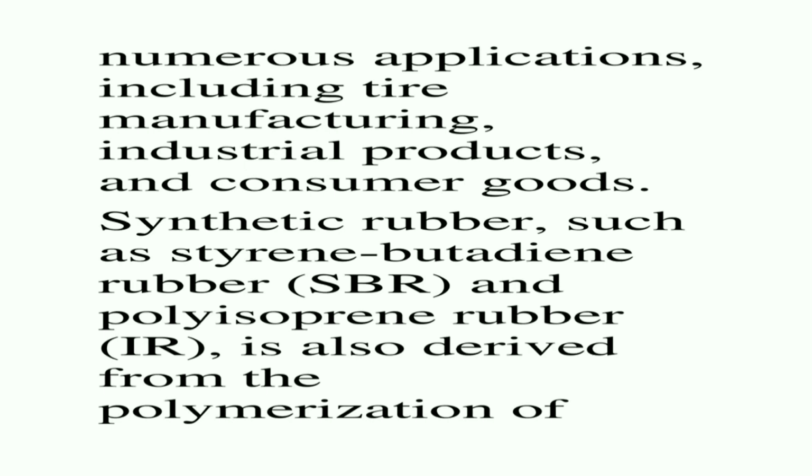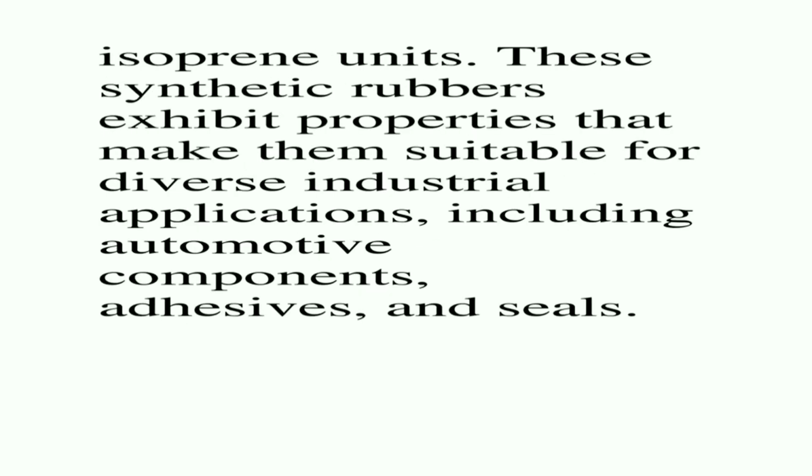Synthetic rubber, such as styrene-butadiene rubber, SBR, and polyisoprene rubber, IR, is also derived from the polymerization of isoprene units. These synthetic rubbers exhibit properties that make them suitable for diverse industrial applications, including automotive components, adhesives, and seals.